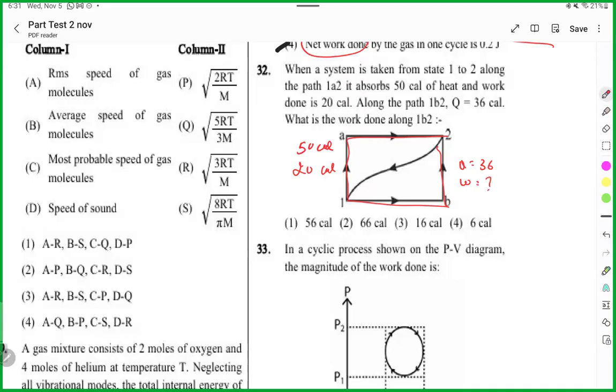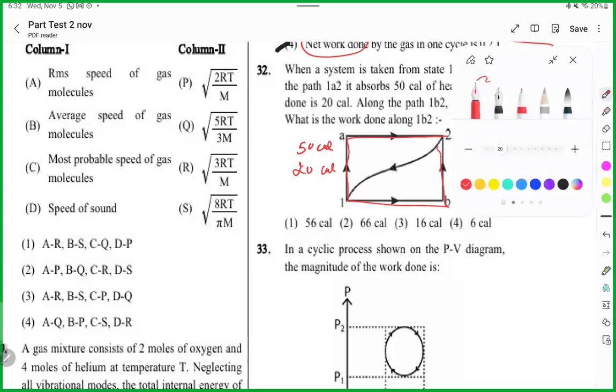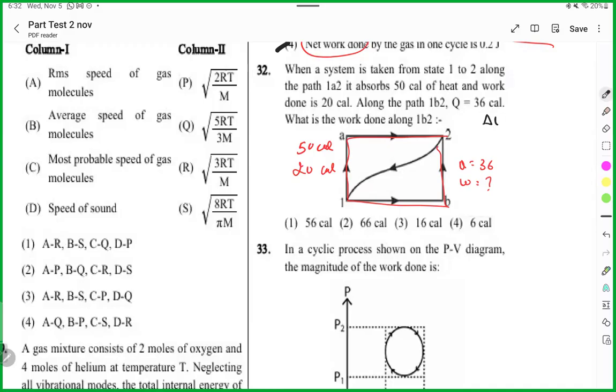Chandana, tell me, during this process, what will remain same? In this process, from 1 to 2 through A and 1 to 2 through B. Internal energy. You know, internal energy is a state function. It does not depend upon the path. It is state function, does not depend upon path.